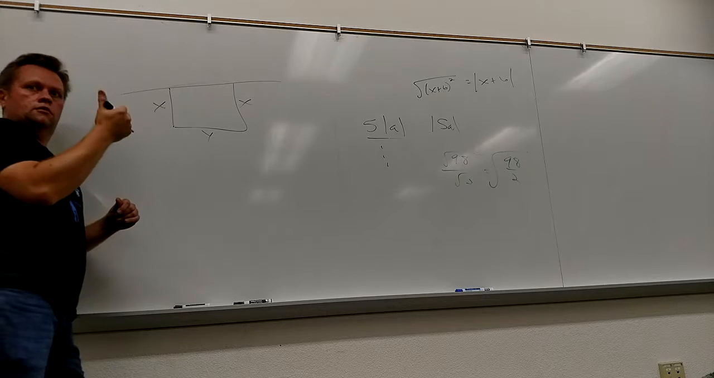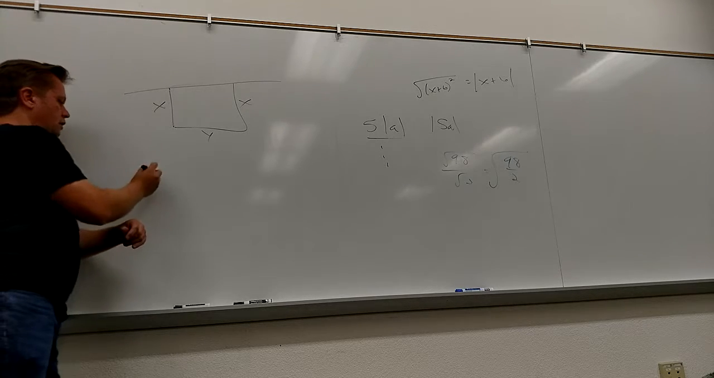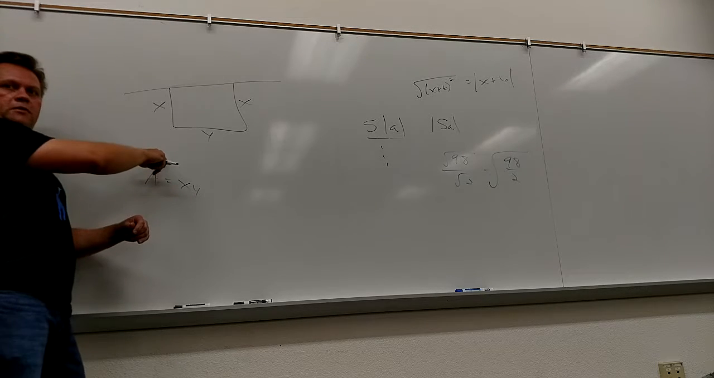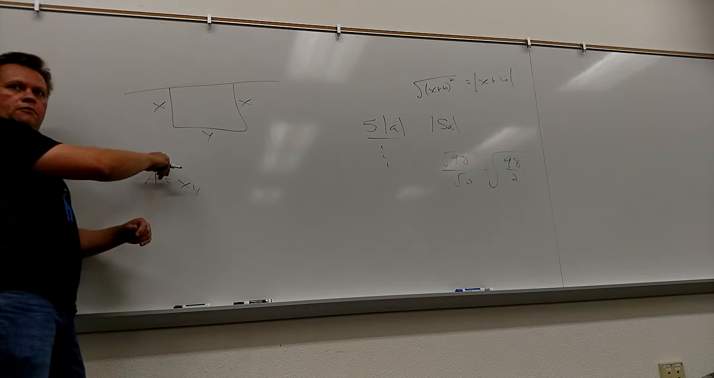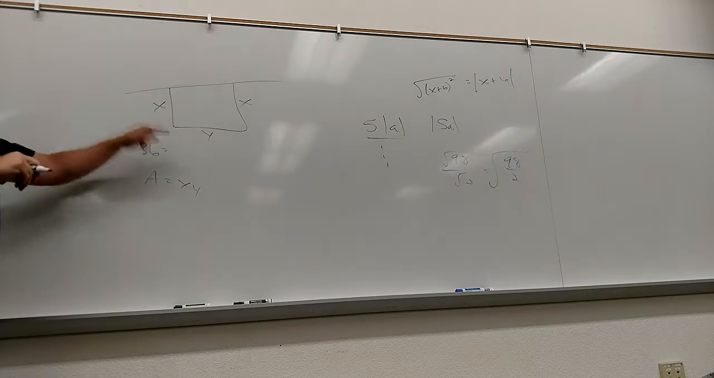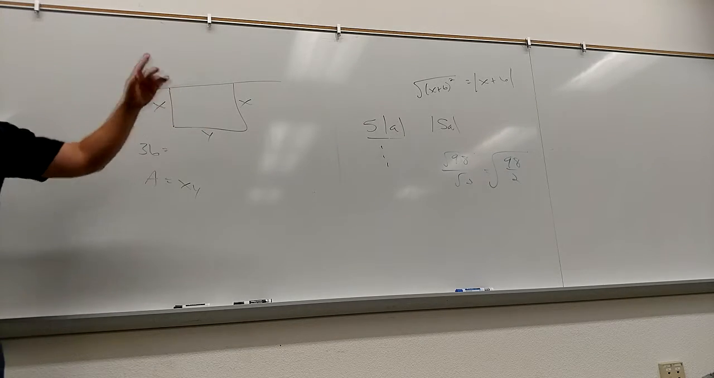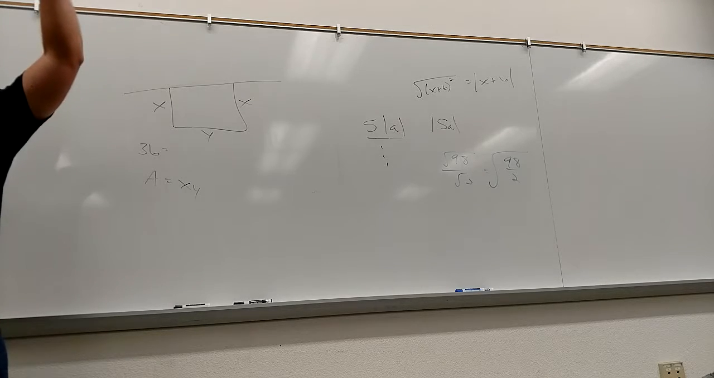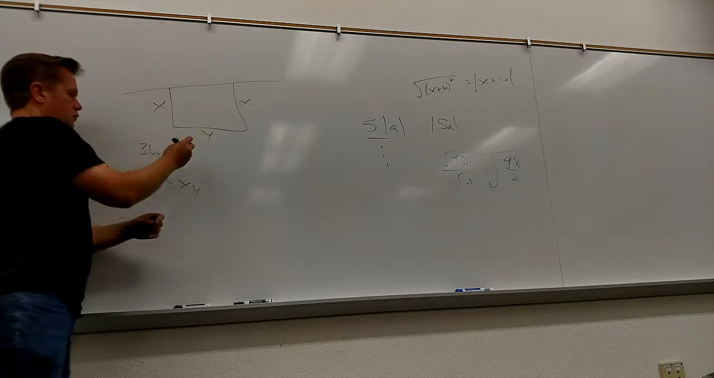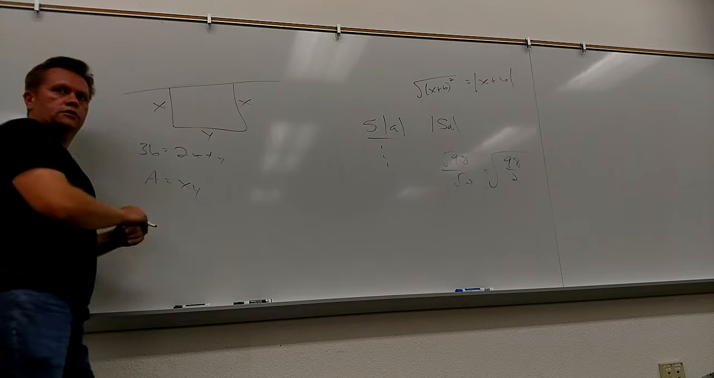X times Y. So that's the area. They asked me about the area. Well, what did they tell me about the perimeter? The perimeter is 36. But what's the perimeter from the picture? Perimeter, of course, means what do you do with your sides? Add them. So I have 2x plus y is 36.